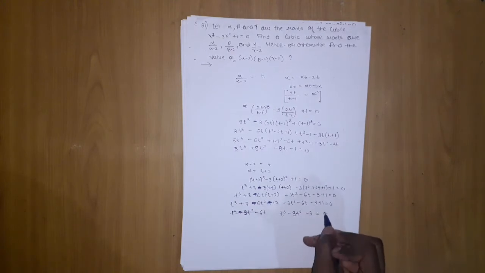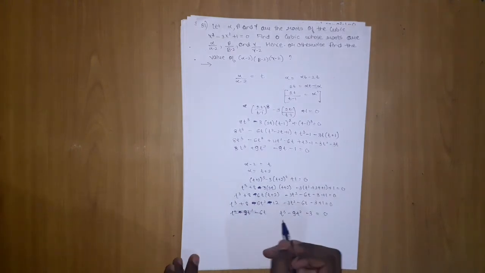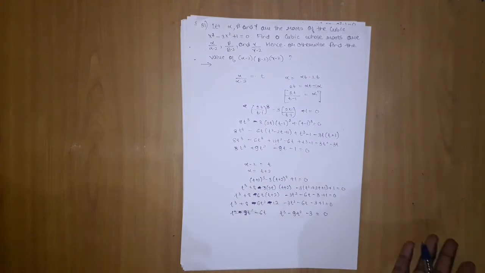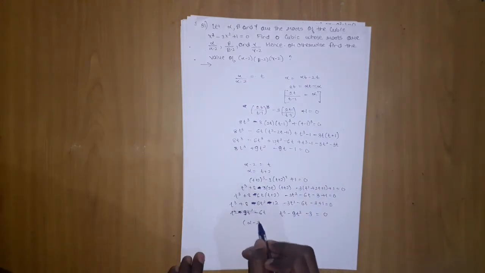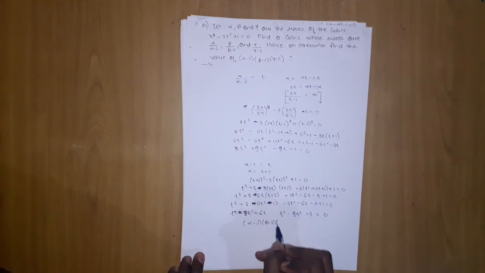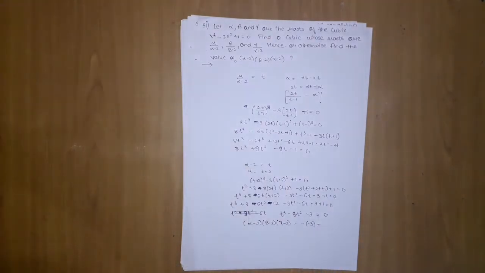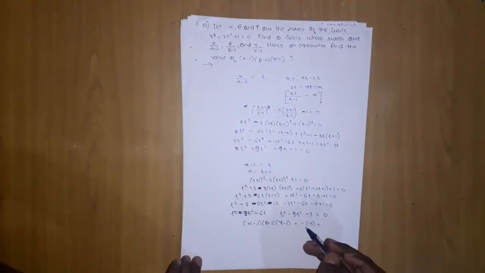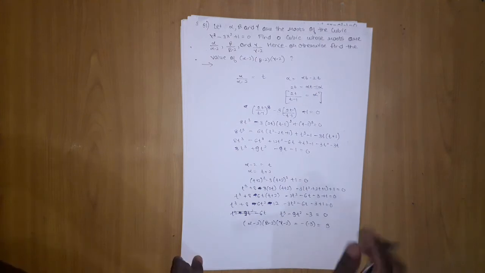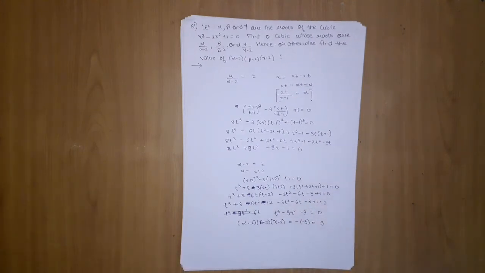So we got the product of the roots. Its roots are alpha minus 2, beta minus 2, gamma minus 2, which we took as t. So its product, which will be alpha minus 2, beta minus 2, gamma minus 2, will be minus times minus 3, because in a cubic equation the signs go negative, positive, negative, so minus into minus 3, which will be 3. Hope you have understood this problem.